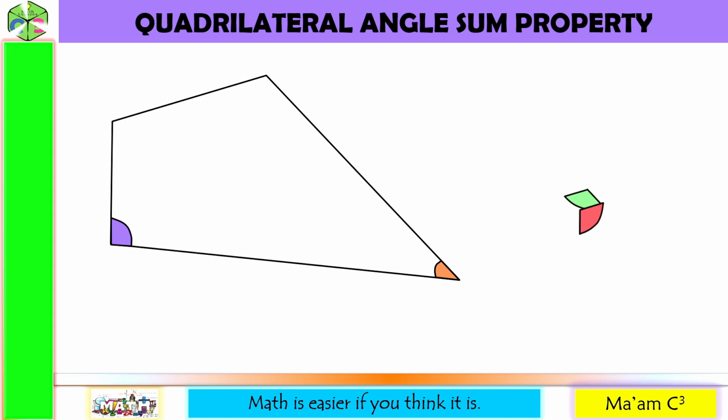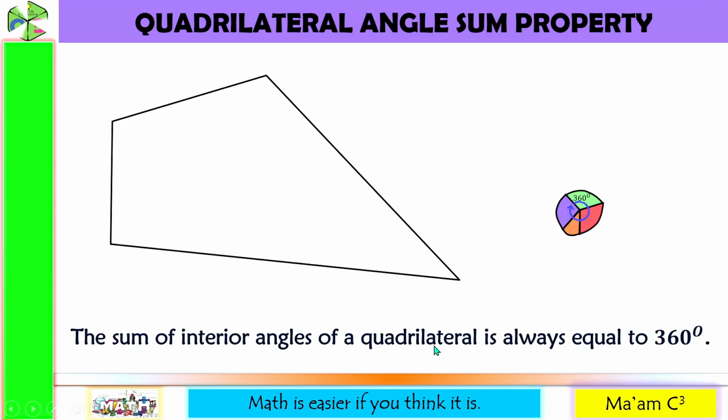Let me just flip this one too, and this one. Notice the angle formed here. It is 360 degrees. So this means the sum of interior angles of a quadrilateral is always 360 degrees. This is called the quadrilateral angle sum property.